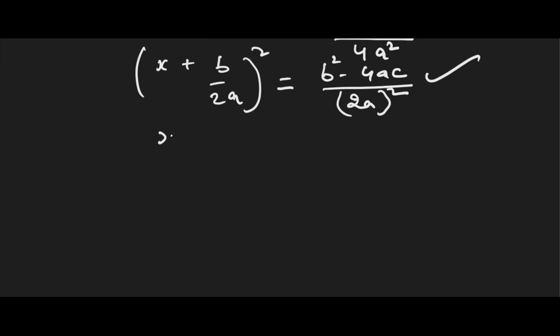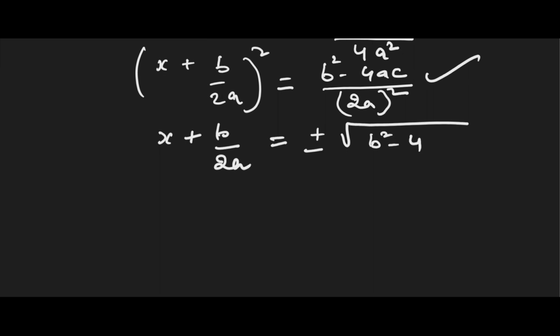Now if we cancel the square on both the sides, we will get x plus b by 2a is equal to plus minus square root of b square minus 4ac divided by 2a. I have taken the square root on both the sides. Plus minus is because when we say x square is equal to 4, x is plus minus 2. So we take the negative root as well. I'm taking both the roots.